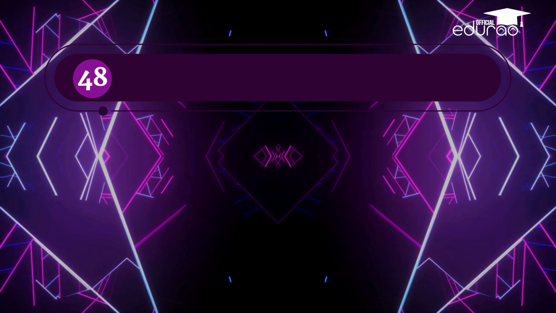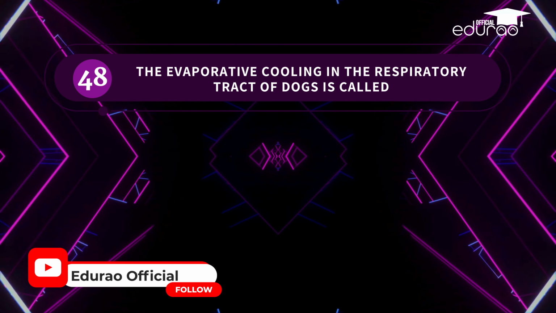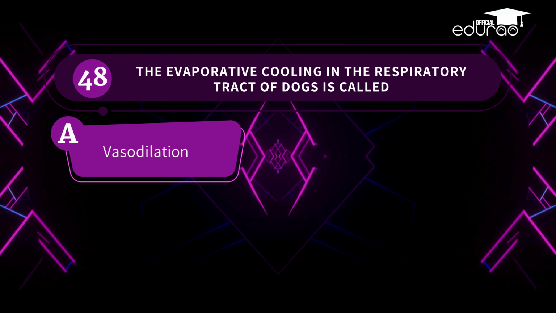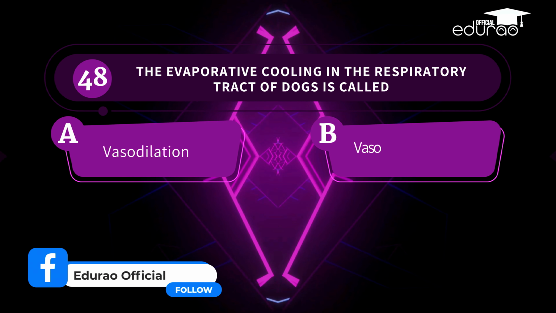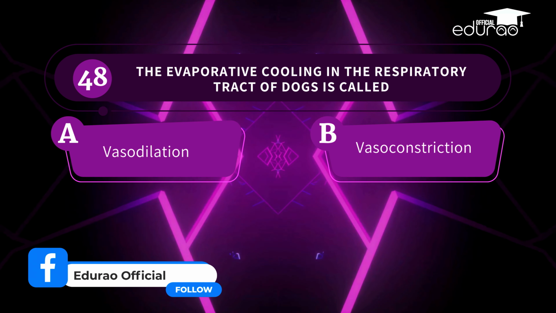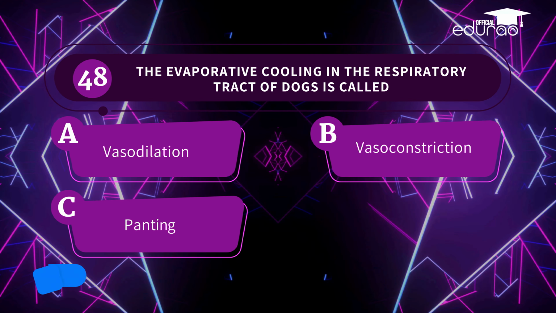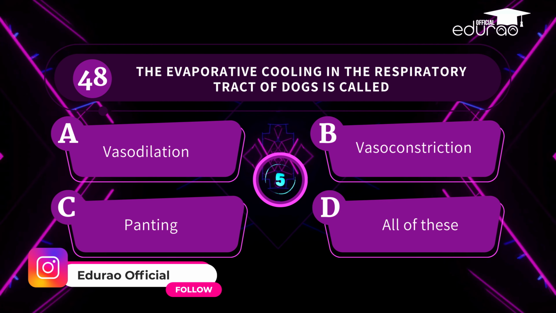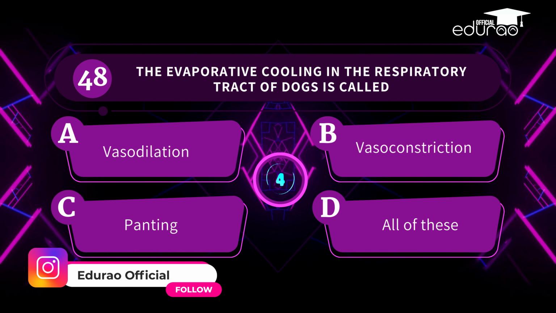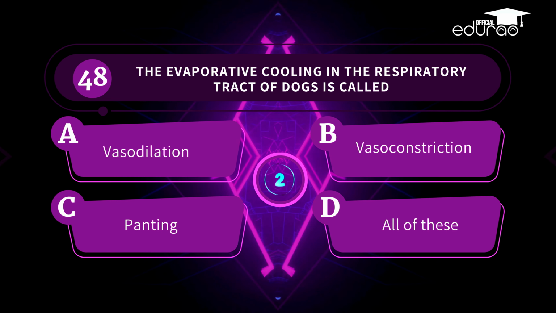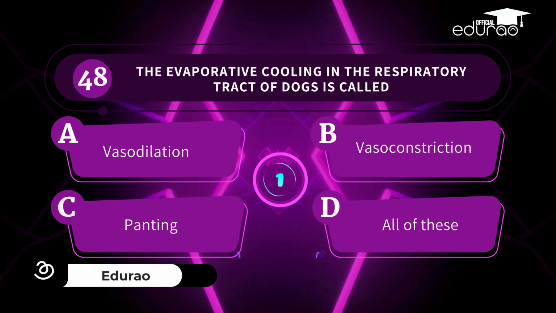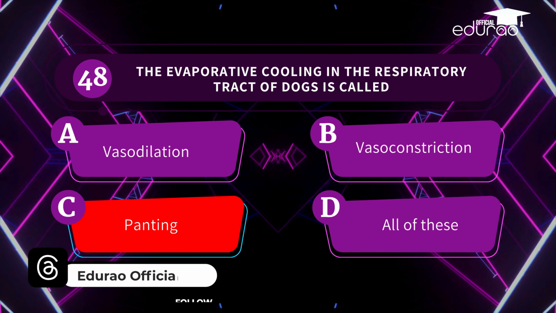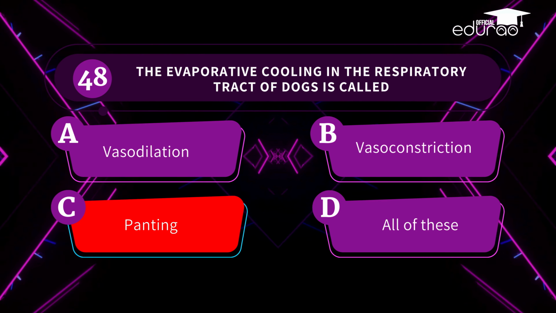Question 48. The evaporative cooling in the respiratory tract of dogs is called A. Vasodilation. B. Vasoconstriction. C. Panting. D. All of these. You've hit the right spot. The correct answer is panting.